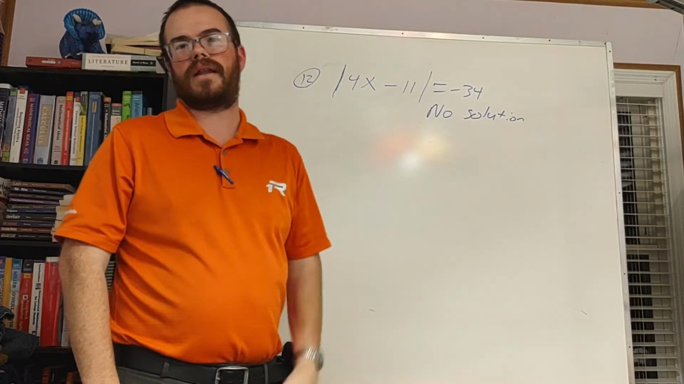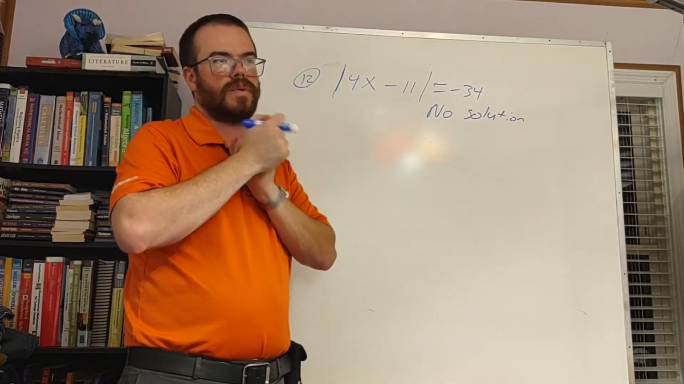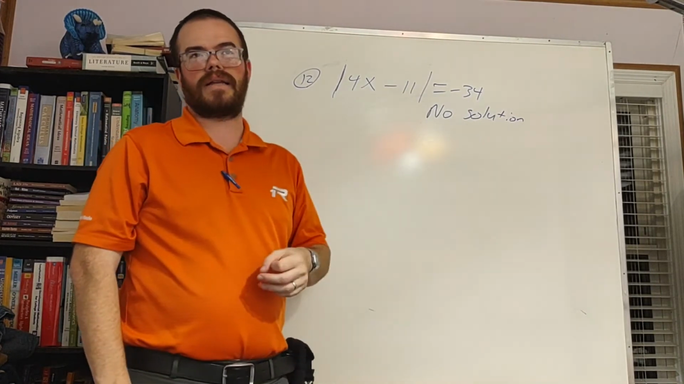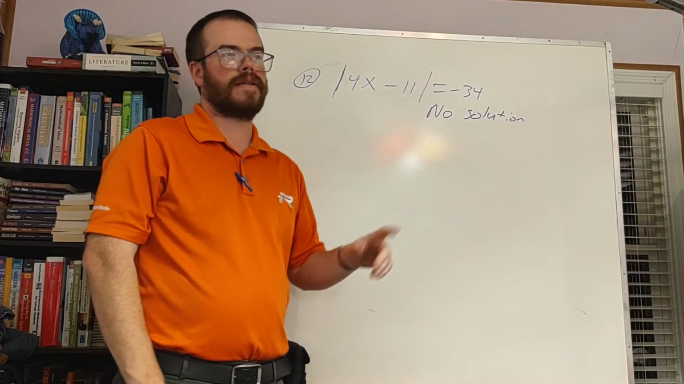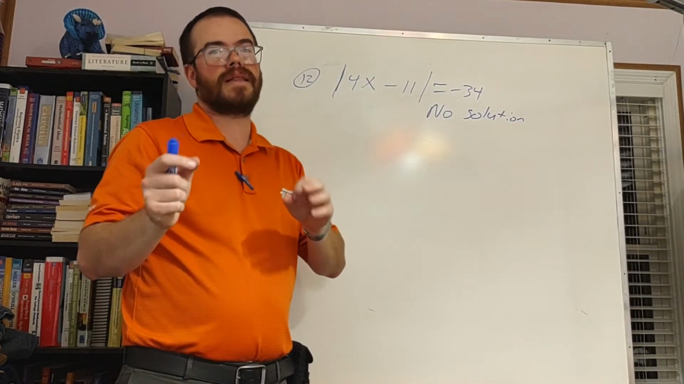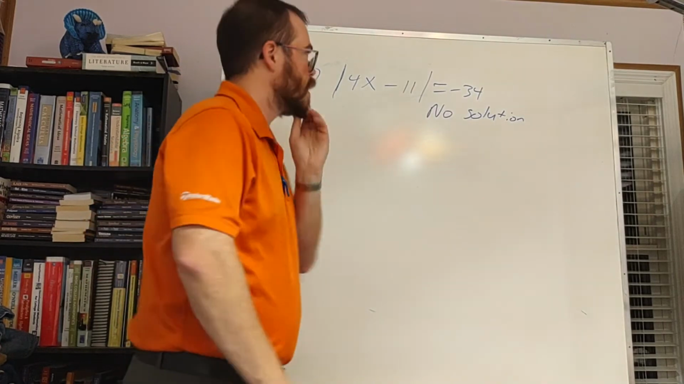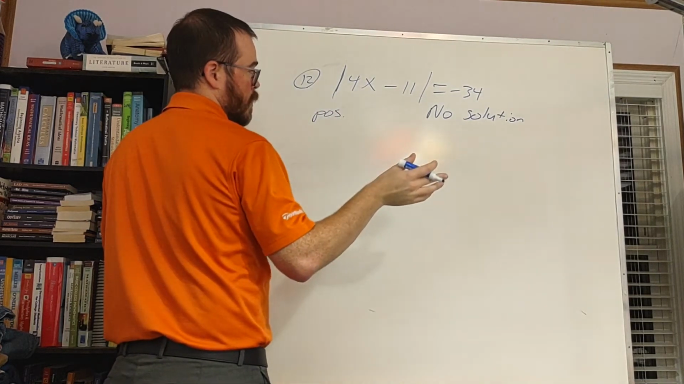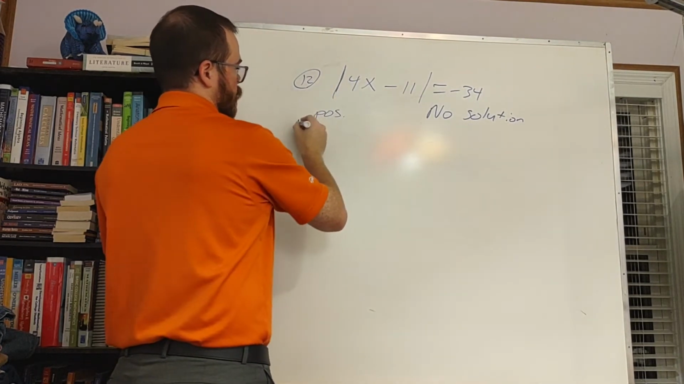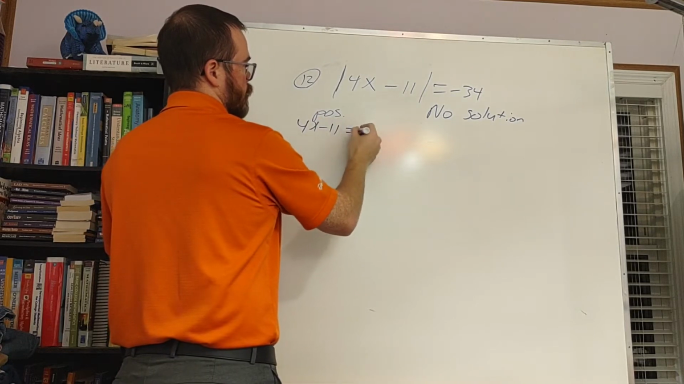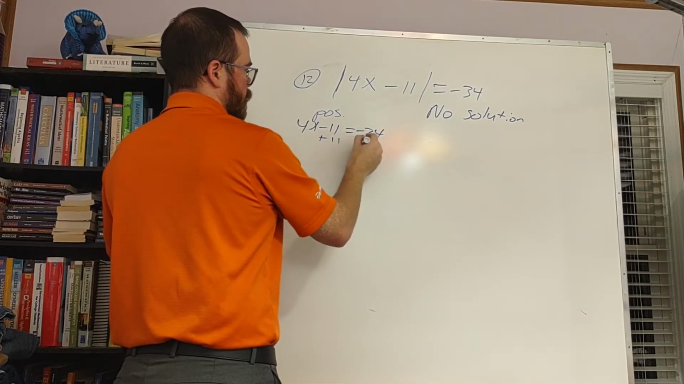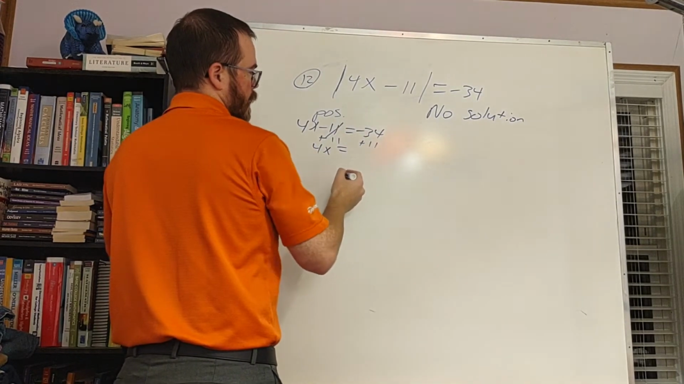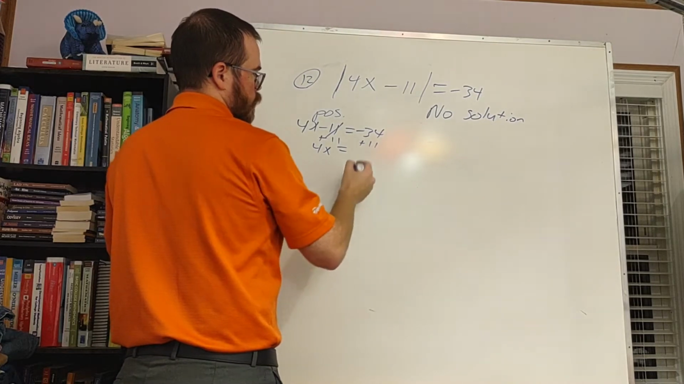Now, let's say you didn't notice that, and we just blindly started working on this without stopping to think about it. We should still get the answer no solution. So let's do it. Positive case, so we're just going to treat this like a normal absolute value problem. We've got 4x minus 11 equals negative 34. Add the 11 to both sides. So we've got 4x equals negative 23.